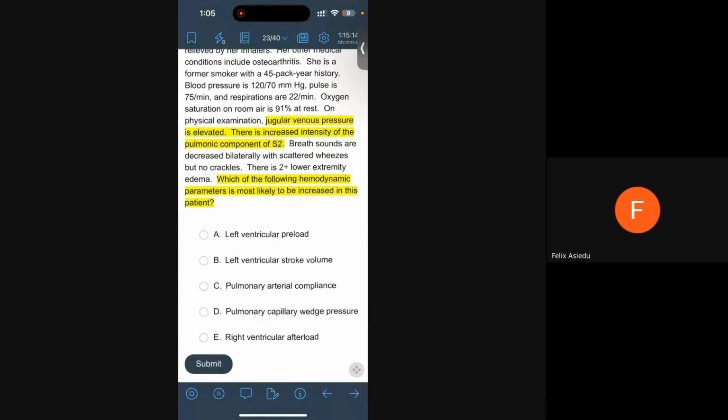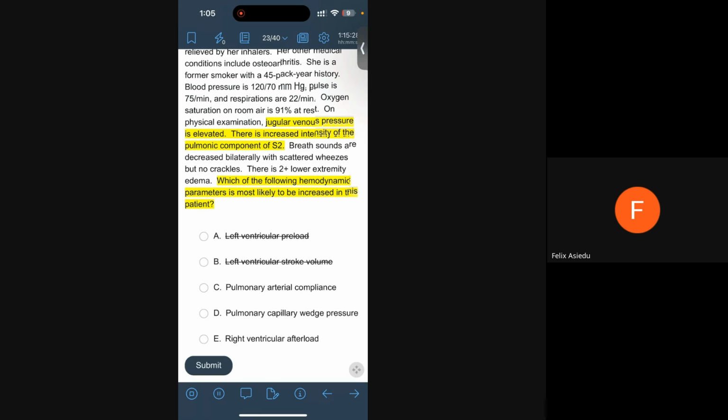So you have to tell me the answer. Which of the following is going to be increased? We know it is on the right side, so A and B are not the answer. That leaves C, D, and E. Pulmonary capillary wedge pressure represents the left atrial pressure. So the right answer is going to be E. The right ventricular afterload will increase.